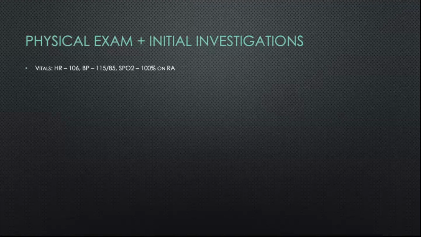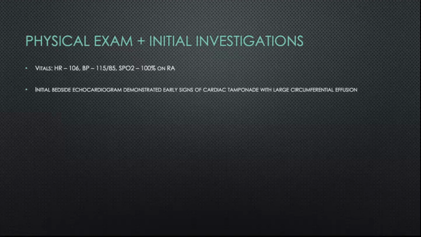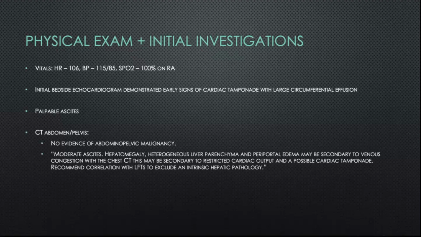So his initial physical exam demonstrated a heart rate of 106, a blood pressure of 115/85, and an oxygen saturation of 100% on room air. His initial bedside echocardiogram demonstrated a large circumferential pericardial effusion with early signs of cardiac tamponade. He had palpable ascites clinically. He had a CT abdomen pelvis done because he is a 27-year-old gentleman presenting with this. There was no evidence at that time of abdominal pelvic malignancy, but it did show moderate ascites, enlargement of the liver, and some periportal edema secondary to venous congestion. So he did have significant hepatic dysfunction at this time.